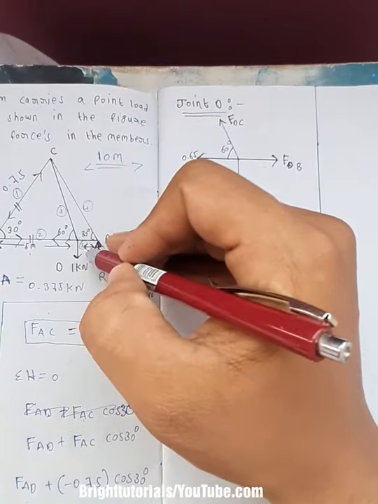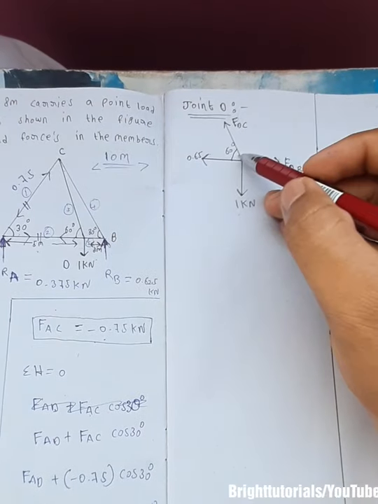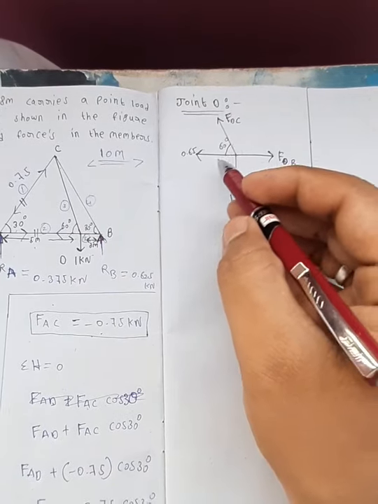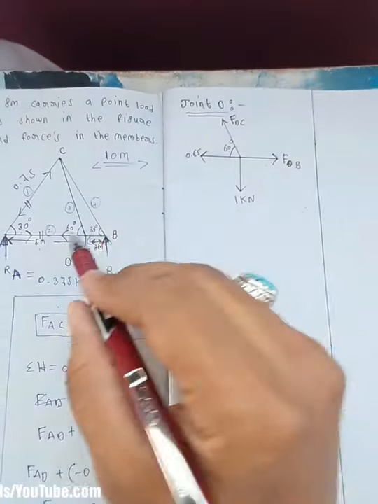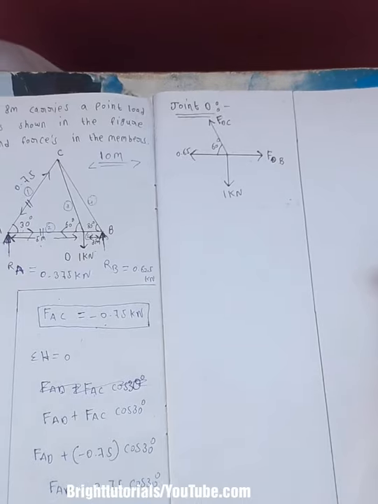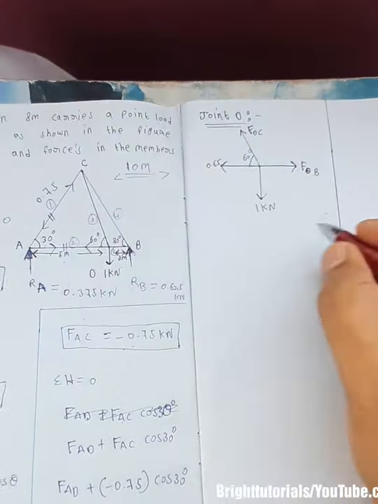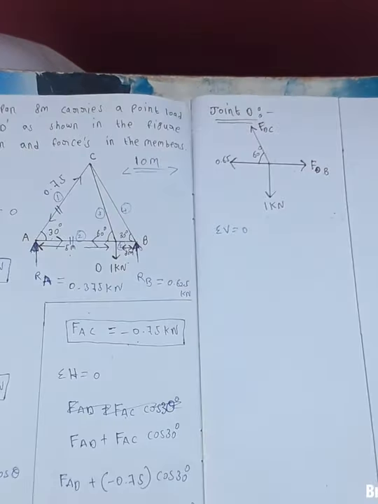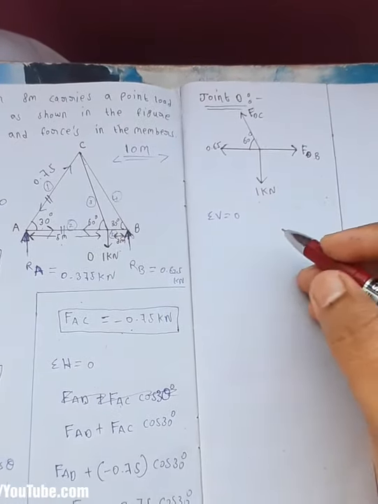And another force is FDC. This is FDC making an angle of 60 degrees with member 2, and another force is FDB, which is from here to here, FDB. So same here, the unknown forces are 2. So by doing the summation of V equals to 0, means vertical forces equals to 0, we can find the value of these 2 unknown forces.